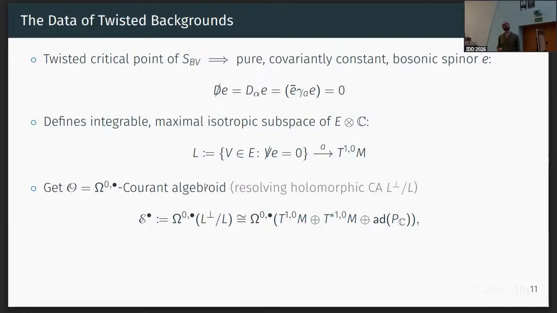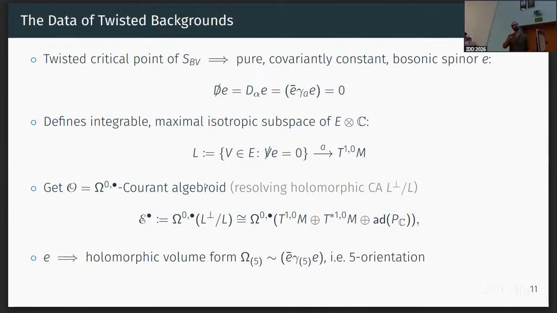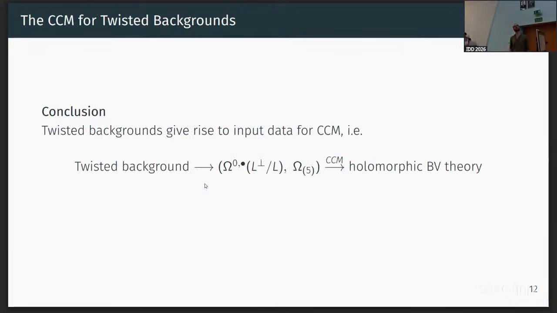And then, sparing you a lot of details, you can use this bundle L to write down some holomorphic Courant algebroid, which roughly looks like the sum of the holomorphic tangent bundle, holomorphic cotangent bundle, and some adjoint holomorphic bundle. And then you can Dolbeault resolve the whole thing, and the whole thing gives you some Dolbeault Courant algebroid. In addition, from this E, you can square it and extract the 5-form part of it. This turns out to be a 5-orientation. So in total, the punchline of the construction is that the twisted background gives rise to some kind of input data for the CCM. So we can take the twisted background and output some kind of holomorphic BV theory.